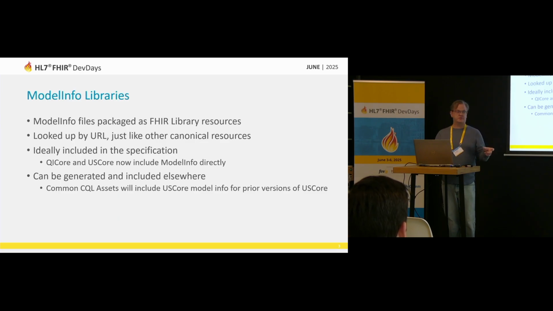So as you publish an implementation guide that has profile definitions in it, you can have a model info that captures and characterizes those profiles. For example, QI Core and US Core now include model info directly. Ideally, they're published with the specification. But if you have an IG that doesn't have it, you can also generate it alongside and use it with it.